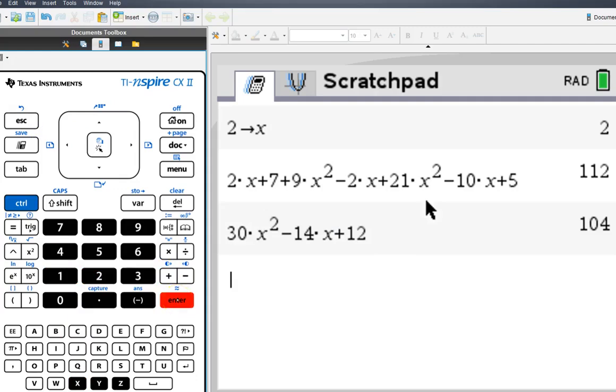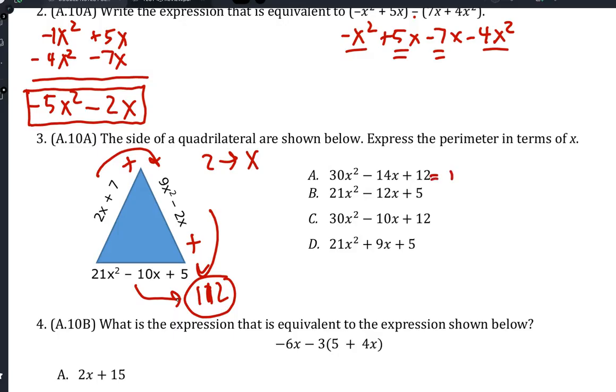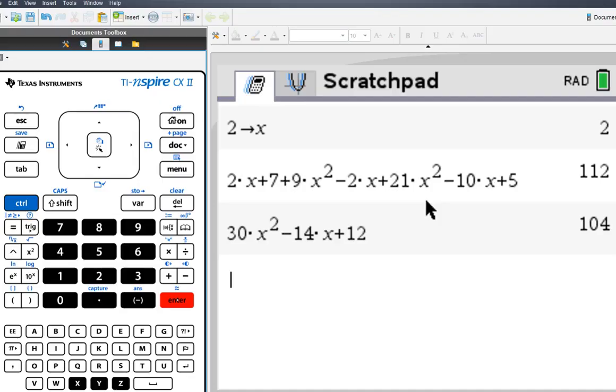That doesn't work, does it? So I'm going to go to my paper, 104. That one doesn't work. And I'm going to go through and get the answer real quick. I need a 30x squared. Let's try C. Okay, so I'm just going to go through and type in C. So C is 30x squared, and then minus 10x, and then plus 12.